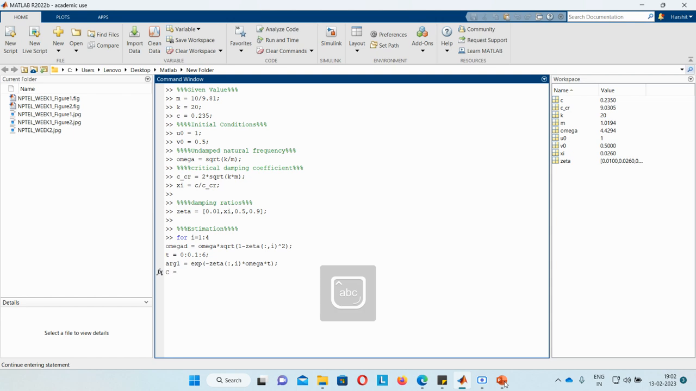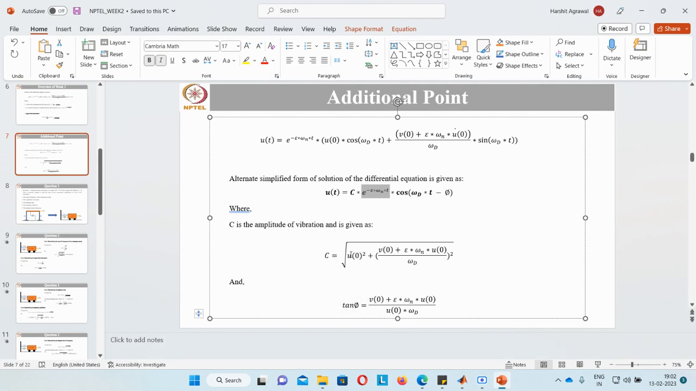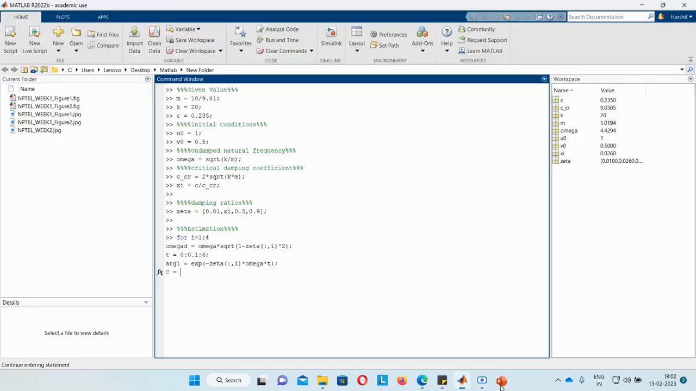Second is c. What is c? C is the amplitude of vibration. That is given by the under root of u naught square plus v naught plus epsilon into omega n into u naught upon omega d square. So let's define this. Now remember all the brackets properly so that there is no mistake in the syntax. The square root of, first, u of 0 square, plus, second part is v of 0 plus u of 0.